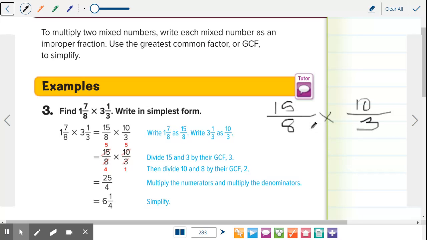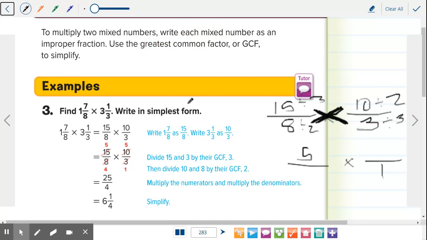Now, like I said, you can simplify before you multiply, which I'm going to go ahead and start doing. So 15 and 3. Is there anything I can divide out of 15 and 3? 3. I can divide a 3 out of both of these. So I'm going to divide a 3 out. So I get 5 on top and 1 on the bottom. Now, what about 8 and 10? What about 8 and 10? Camden? 2.